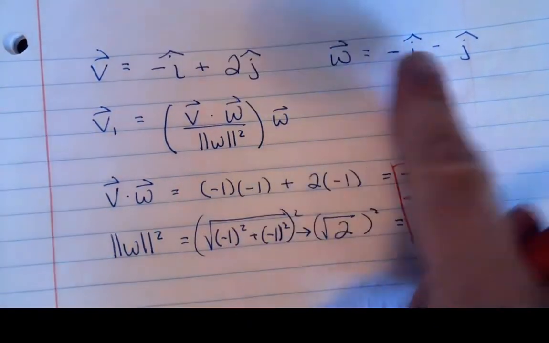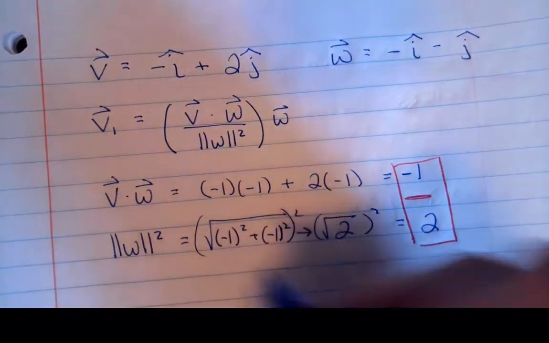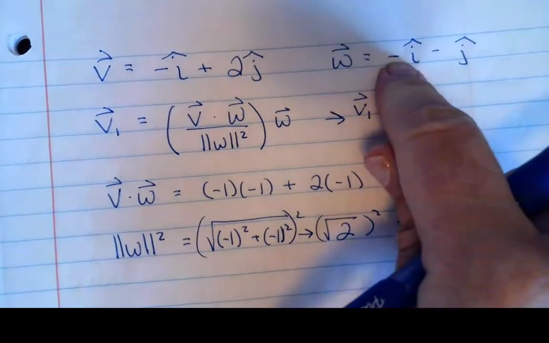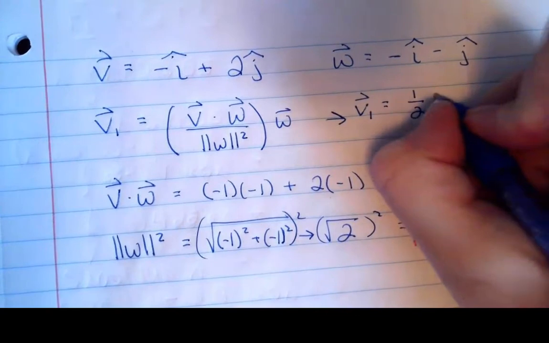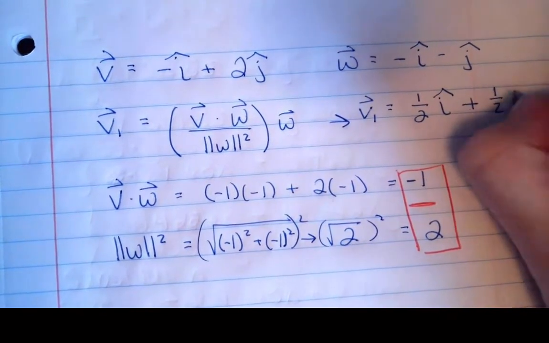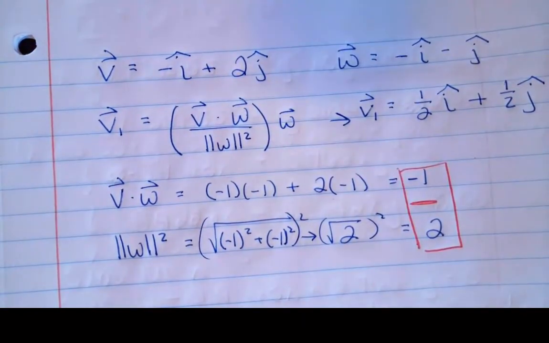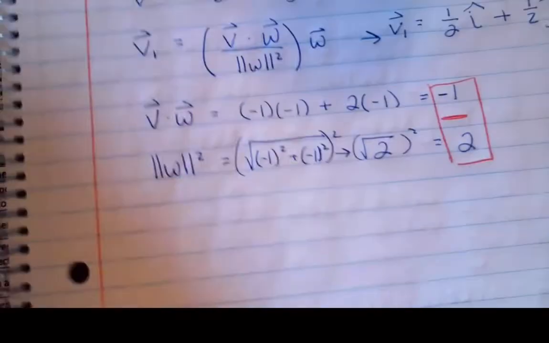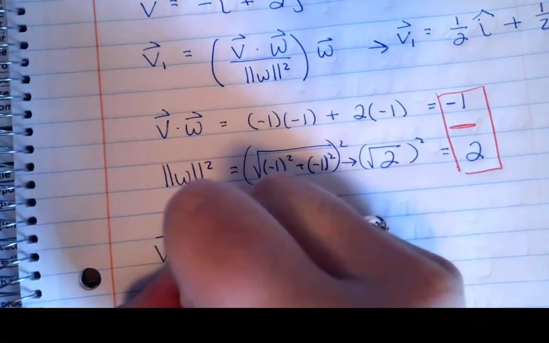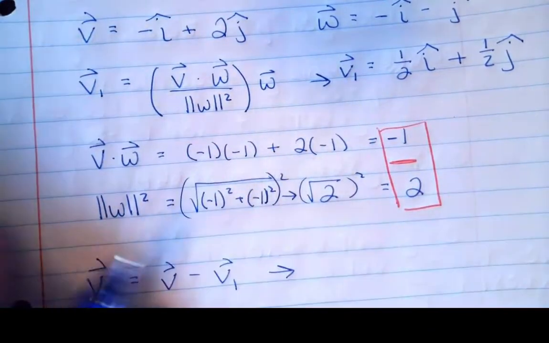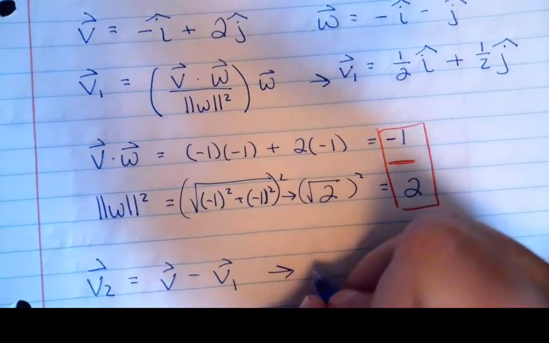So what do I do with that negative 1/2? I take that and I multiply it through by w. So negative 1/2 times w means that v1 is a negative half times negative 1, which is 1/2 on i, and then a negative 1/2 times negative 1 is a 1/2 on j. So now I know what those two are. And so I will now take that and subtract it from my original v to find v2. So v2 is going to be my original v minus v1. So my original v, what is my original v? Negative 1 plus 2.